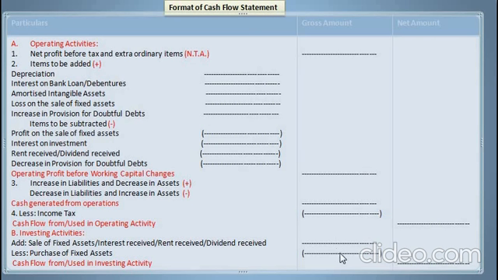Now whatever will be the net result of investing activities, you write that figure here in the net amount column. If the result is positive, write it as it is; otherwise the figure will come in brackets. If the result is positive, you will write cash flow from investing activity. If the result is negative, you will write cash used in investing activity. I hope till investing activity it is clear to you.